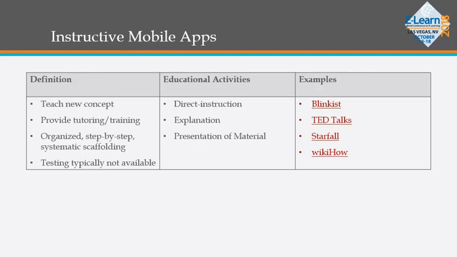Instructive apps are intended to teach a new concept, provide tutoring and training. They're usually organized in a step-by-step systematic process of scaffolding, and they typically do not involve testing. The educational activities supported by these kinds of apps include direct instruction, explanation, and presentation of material. Some examples are Blinkist, TED Talks, Starfall, and WikiHow.